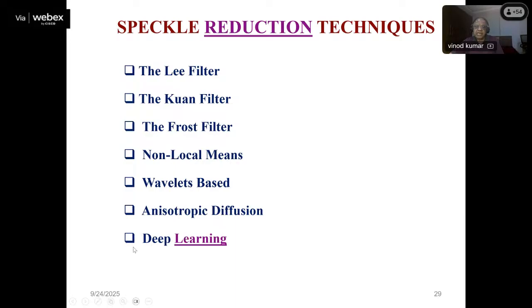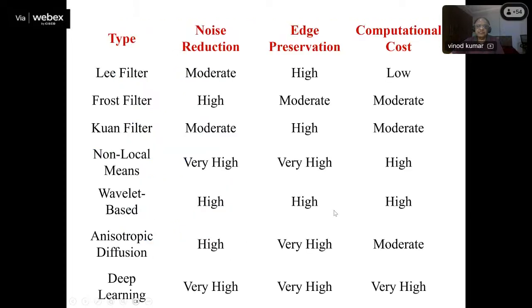Because at that time, deep learning algorithms were not that common. Now my students are using these deep learning algorithms also. If I try to analyze, my research scholars have used all the filters. They have tried to study which one gives the better result.